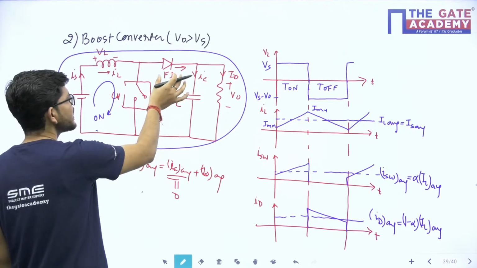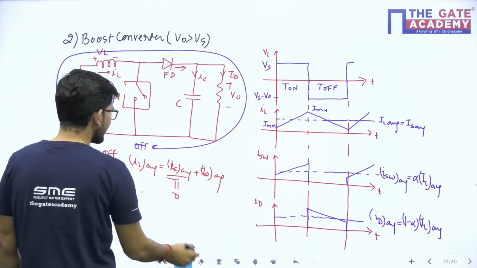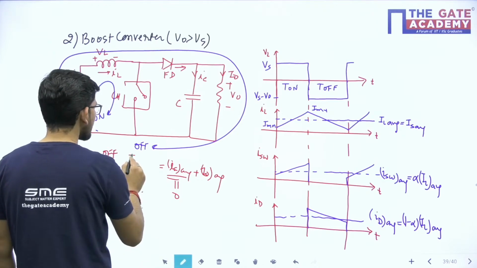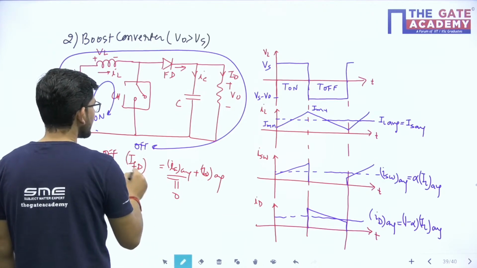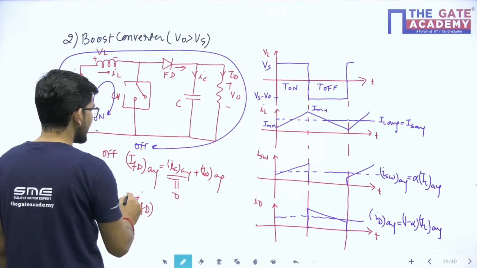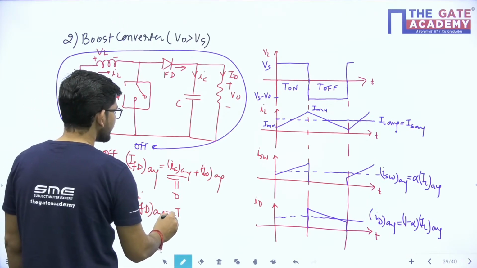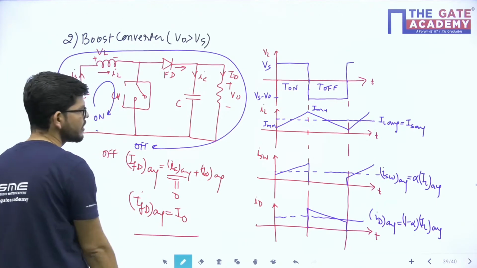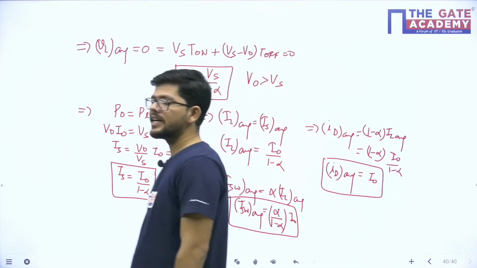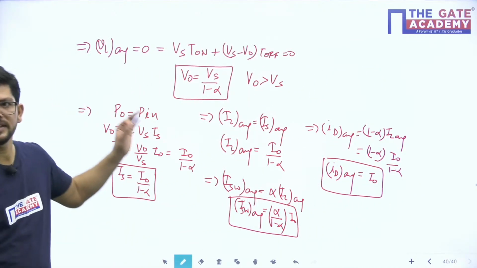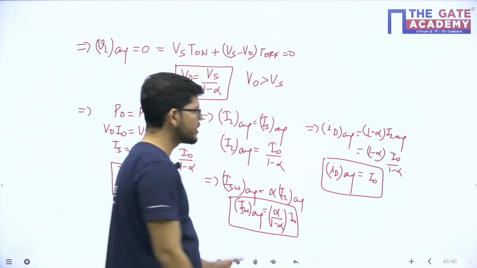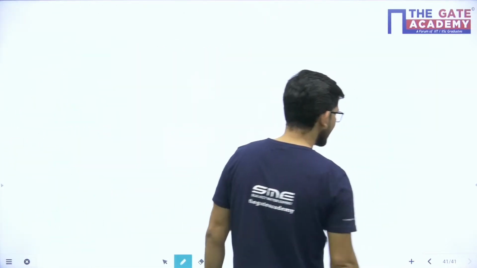And what is that current? That is the freewheeling diode current. So let me write here, during off period, the freewheeling diode average current. This is basically equal to what? The freewheeling diode average current is equal to I naught during off period, isn't it? And this is what we have calculated. That means we are going in the right direction. Everything that we have calculated is correct. Okay, so this is how we have calculated all the currents.